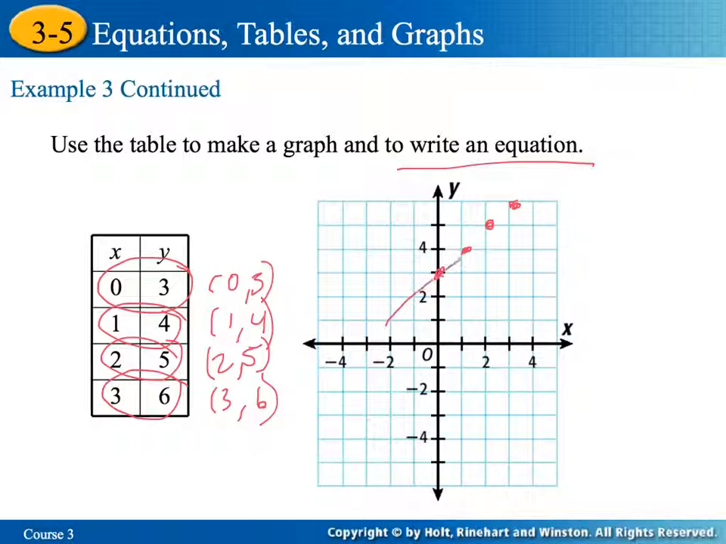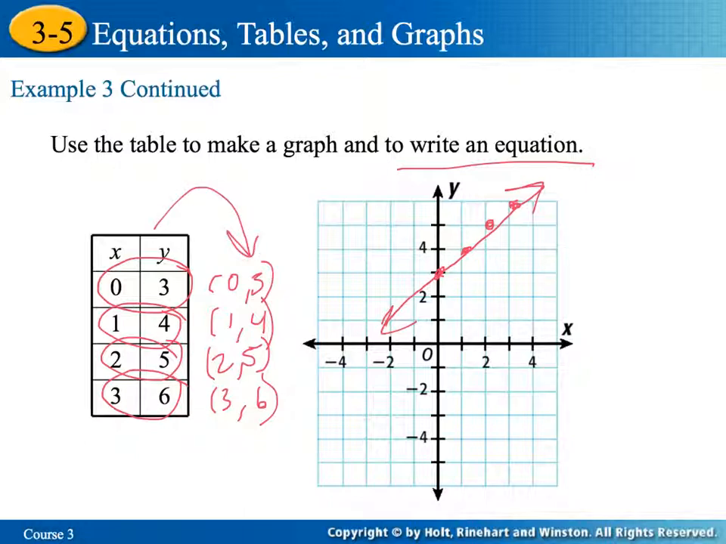Just like that, my graph is going up and to the right. Now the tricky part: write an equation. Okay, so we know how to graph points. We learned that back in an earlier section of chapter 3. We can manipulate the table by giving those points, and that's what our table does. It gives us those points.